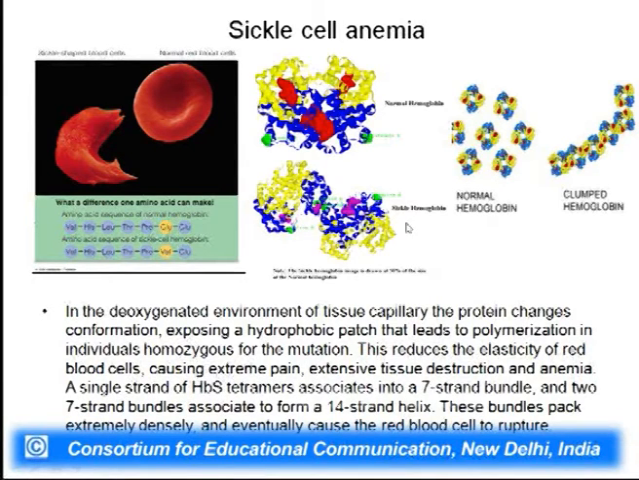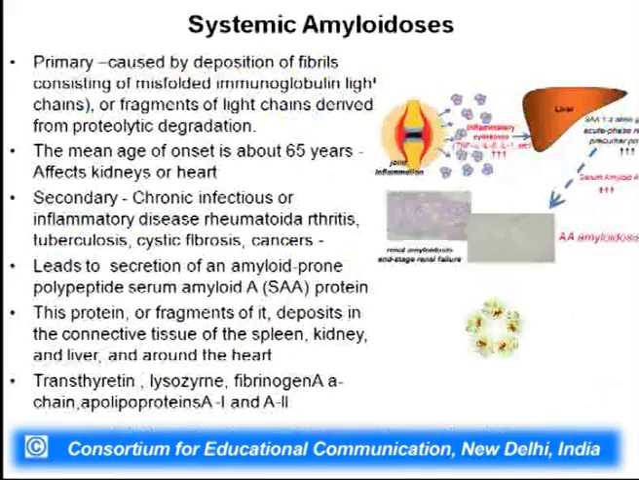And all these sickle cell hemoglobin molecules will form strands of 7 hemoglobin molecules together, and they will bundle to form a 14 strand helix, and these pack extremely densely and eventually cause the red blood cells to rupture. So, this is a single point mutation which is causing loss of conformation leading to aggregation.